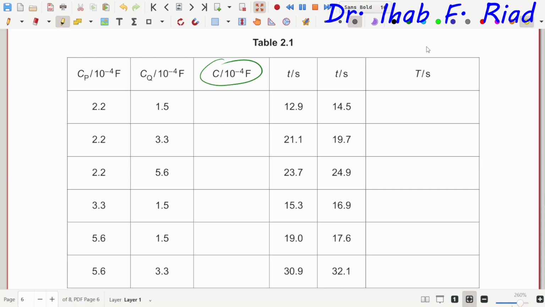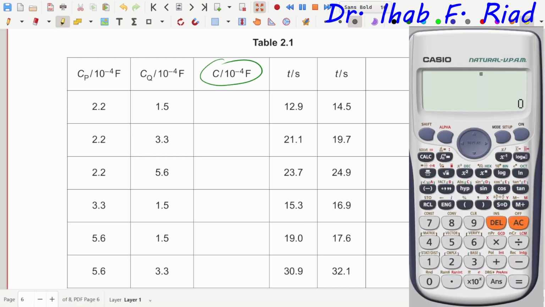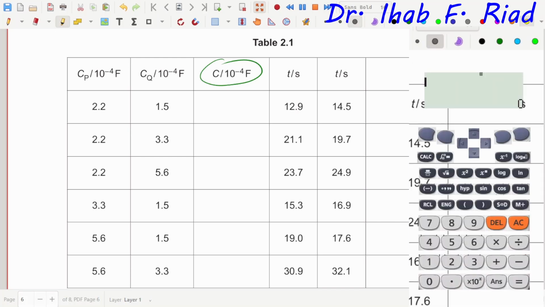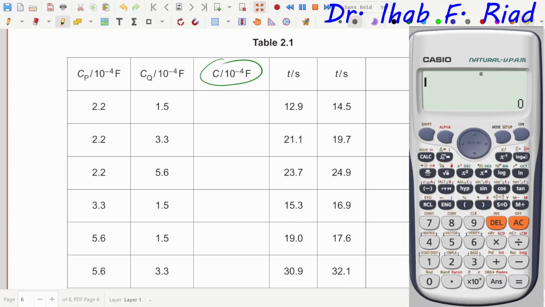Okay. Doing one for you. Let us get our calculator. This is our calculator. So it is the multiplication divided by the addition: 2.2 times 1.5 divided by 2.2 plus 1.5.